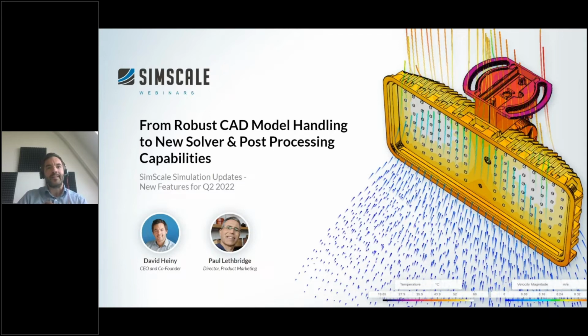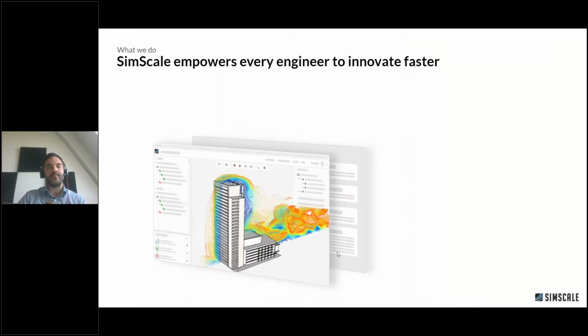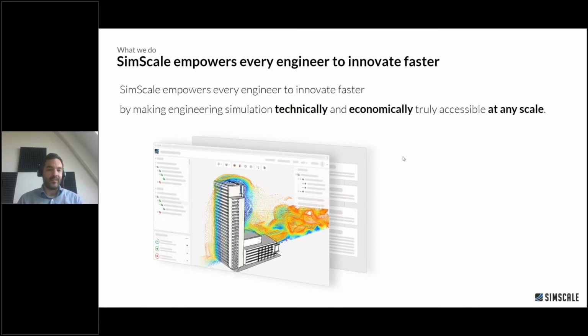Before we go through all of the new things you'll find in Simscale, I think it's worthwhile to just, for 30 seconds, quickly remind ourselves, or, for the ones that don't know Simscale too well yet, what Simscale is about. Simscale's purpose is about empowering every engineer to innovate faster by making simulation truly accessible. And with truly accessible, we mean technically accessible, economically accessible, and also accessible at any scale. That very much sounds like a slogan, but that purpose statement informs a lot of what we do here at Simscale, how we sell, how we market, and also how we build the product.